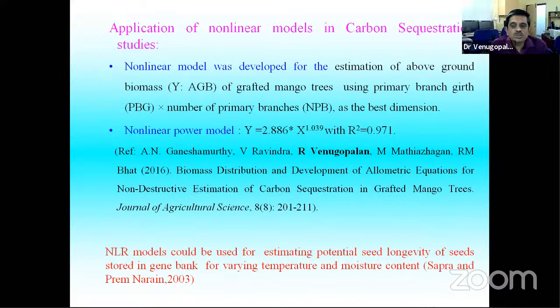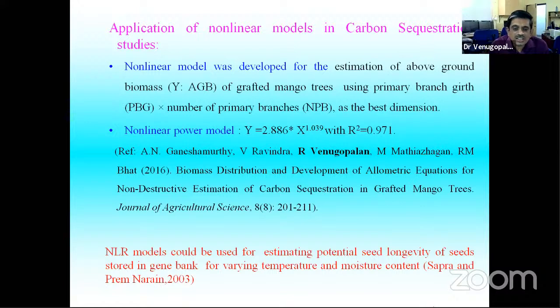also we have used them in carbon sequestration studies. A classical nonlinear model, a power model we call it, was developed for estimation of above ground biomass in grafted mango trees using only 2 factors. So this information has been published in the results. Using this, soil scientists have worked out the carbon sequestration accumulated in the grafted mango trees.